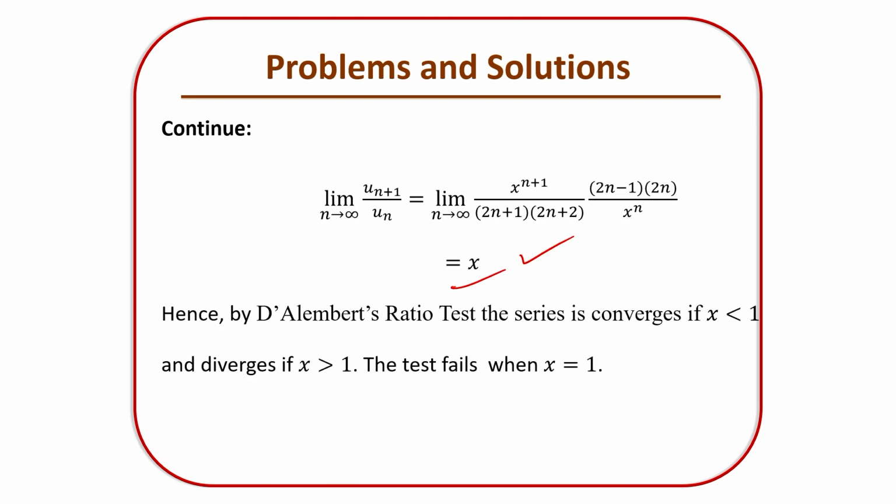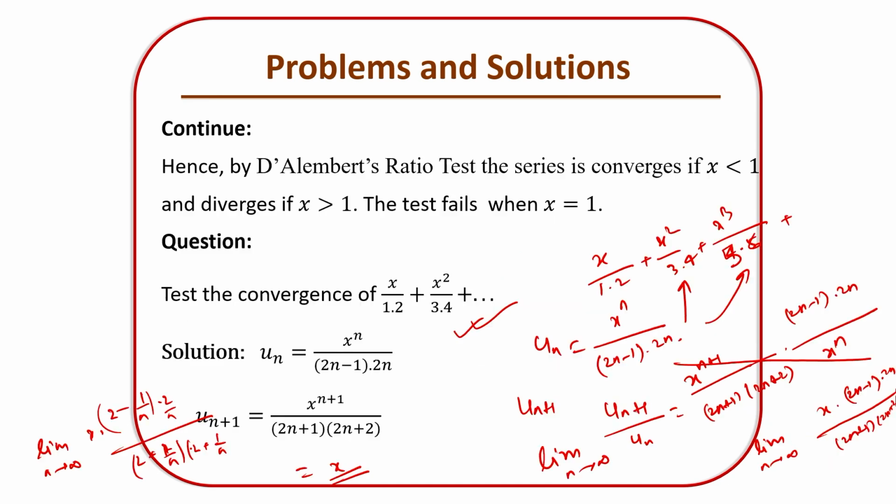So by D'Alembert ratio test, if x is less than 1, the whole series u_n is convergent. It is divergent when x is greater than 1. The test fails at x equal to 1. Now put the value of x equal to 1 in the series here. So what will happen? The series comes out as 1 into 2 plus 1 into 3 into 4 plus 1 into 5 into 6 plus and so on.